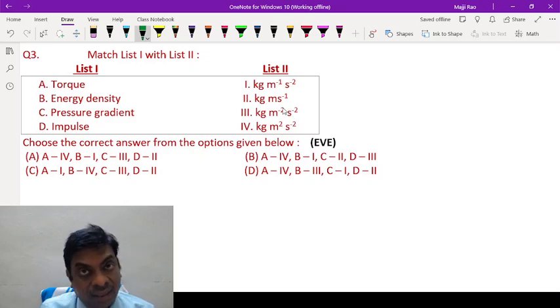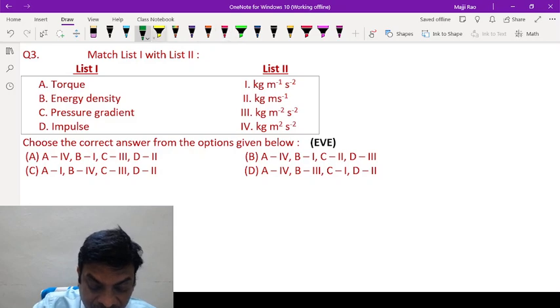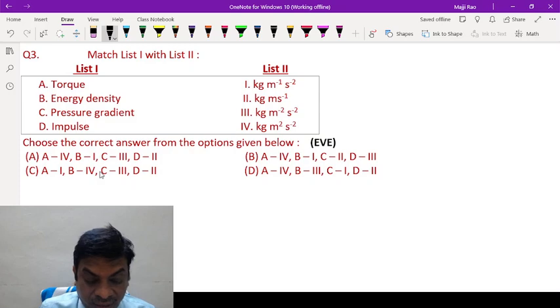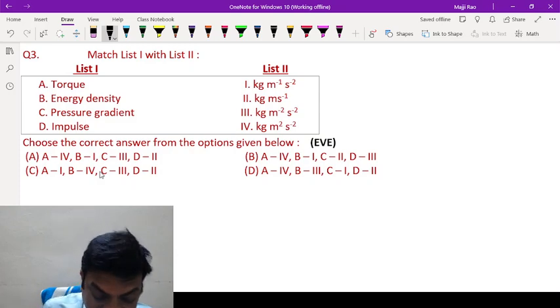So again, I have repeatedly told this that there is no need to match all the four quantities, because you can go on eliminating the options one by one. Based on that, you may have to match either one or two, maybe two, not more than that perhaps. Okay, so let us see.